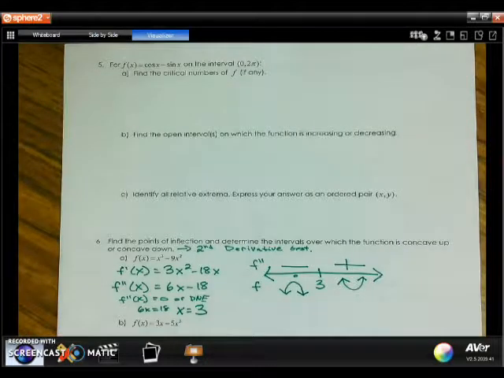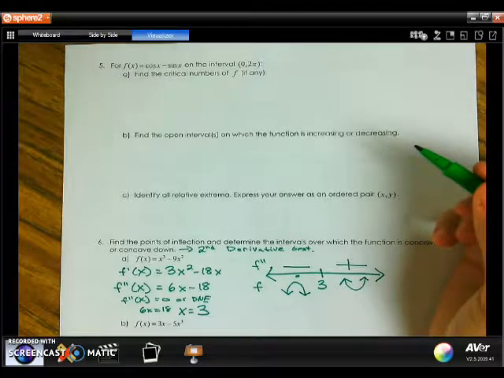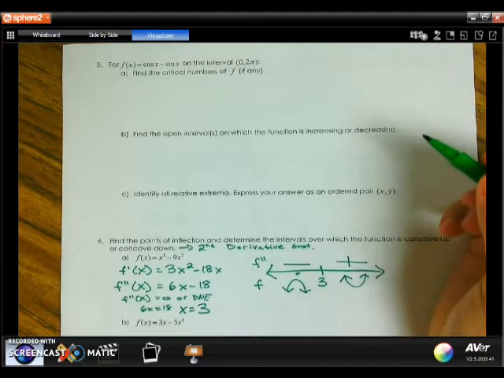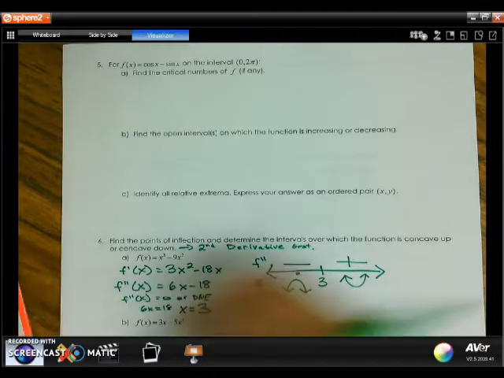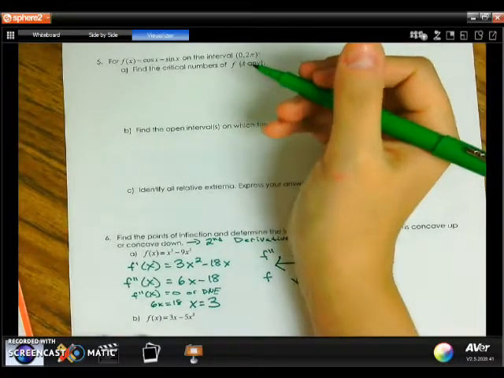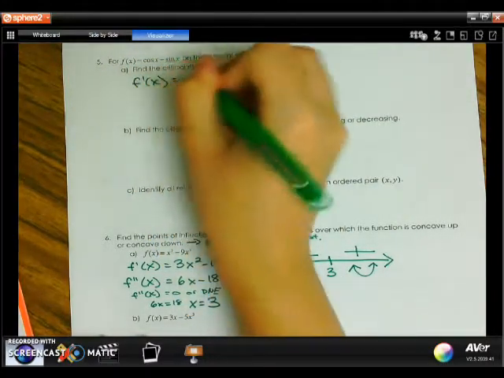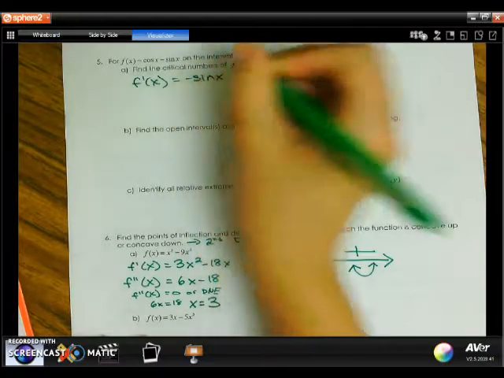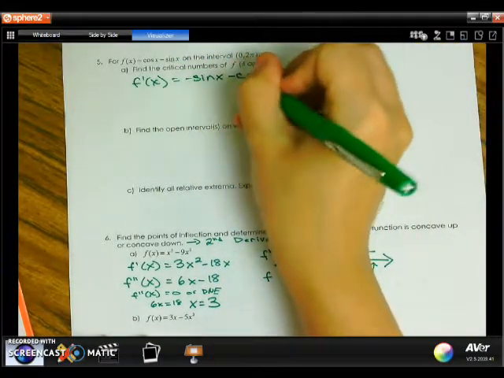Okay, for number 5, we have f of x equals cosine of x minus sine x, and we're basically just trying to do the same thing, but this one has trig. So again, to find the critical values, your goal is to take the derivative and set it equal to 0. And then we're going to use a sign chart to figure out if they are maxes or mins. So here, the derivative of cosine is negative sine x. The derivative of negative sine is going to be negative cos.